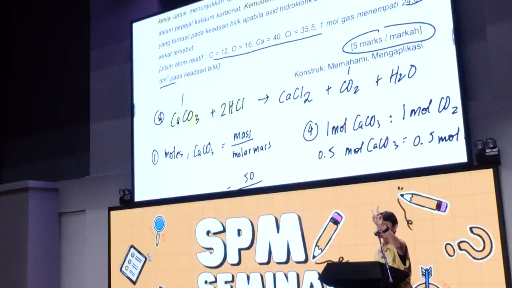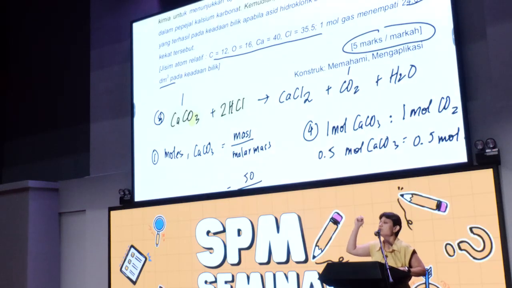Untuk bahan tindak balas, for the reactant, how much information is given about the reactants? You have 2 reactants, right? Apa dua bahan tindak balas? Calcium carbonate and hydrochloric acid, 2 reactants. But they only give you information for which one? Calcium carbonate. So, of course, you only calculate calcium carbonate. What if they give you information for 2 things?